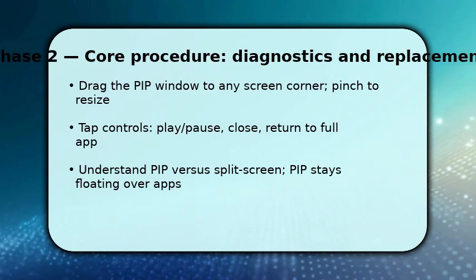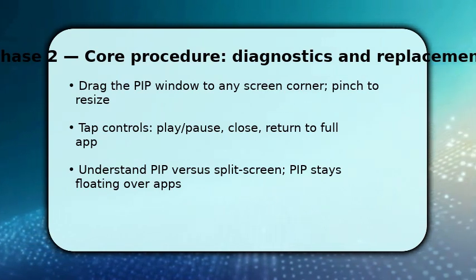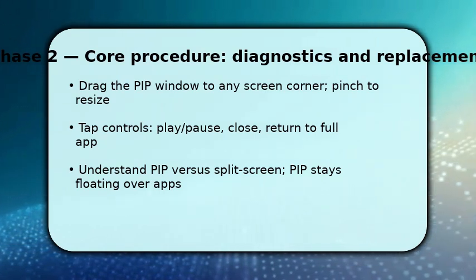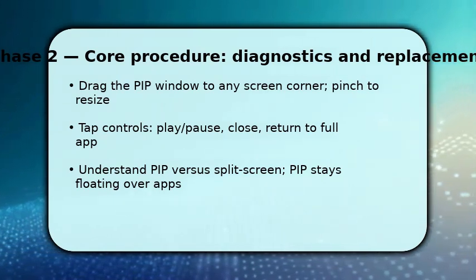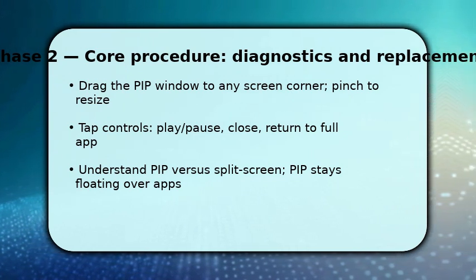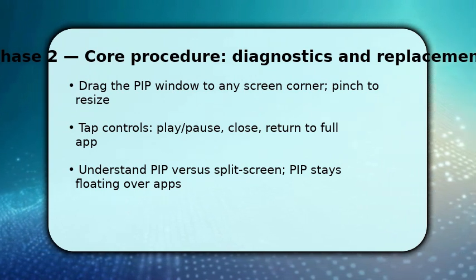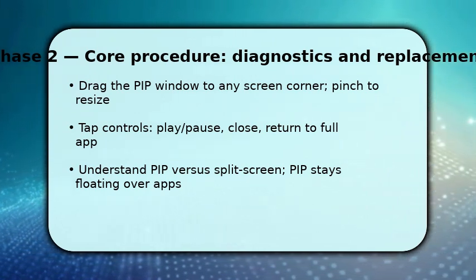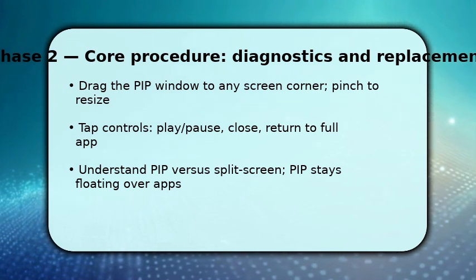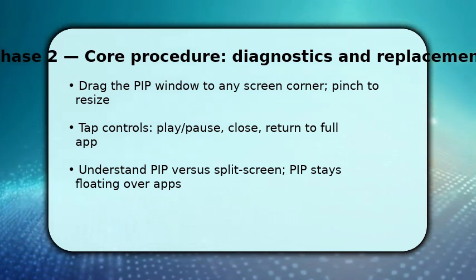Now you'll learn how to control and tailor the PIP experience so it works for your workflow. Drag the floating window to any corner and pinch to resize. Smaller is great for messaging, larger for detailed viewing. Tap the overlay to reveal play, pause, close, or a return to app arrow. Use those to switch context quickly.